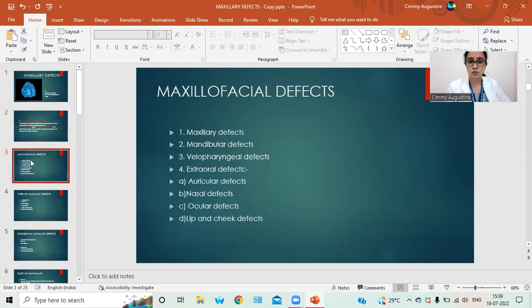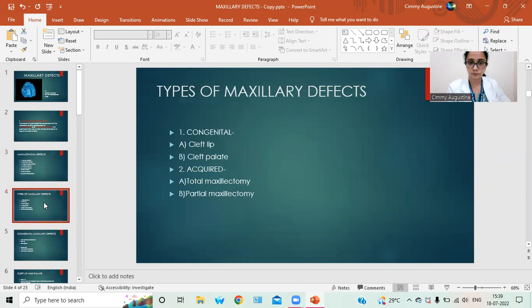So, the various maxillofacial defects are there. It can be maxillary defects, mandibular defects, velopharyngeal defects, or extraoral defects like auricular defects, nasal defects, ocular defects, lip and cheek defects. So we will be dealing with maxillary defects in this seminar.